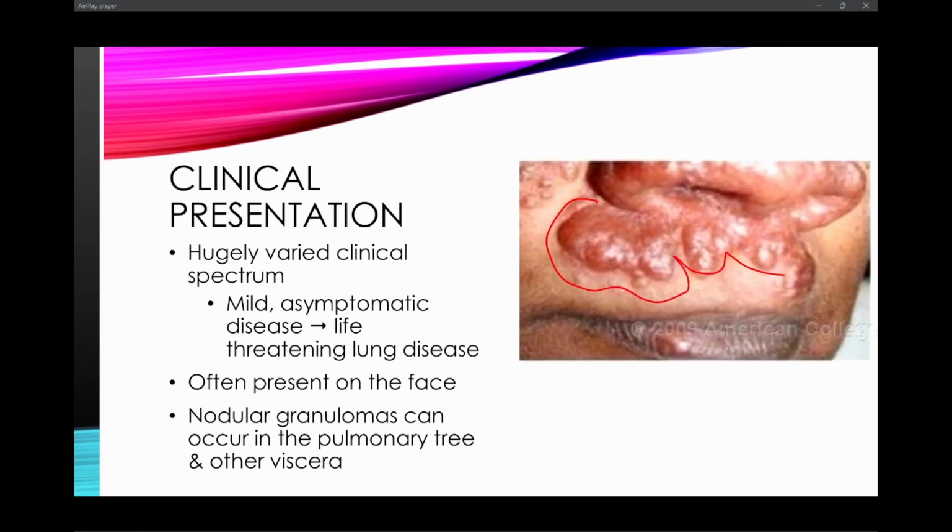It has a hugely varied clinical spectrum: maybe mild asymptomatic disease, and it can even turn later into a life-threatening lung disease. It's often present on the face, and that's why I pointed out under the nose. These nodular granulomas can occur in the pulmonary tree and other viscera. So you have these little nodules right under your nose. Well, what are you doing all day? Breathing in. So eventually that's why it spreads from here into your pulmonary tree. These nodules can spread because you're always breathing them in, and they get trapped right there. So this is a link between a dermatological disease and a pulmonary disease.